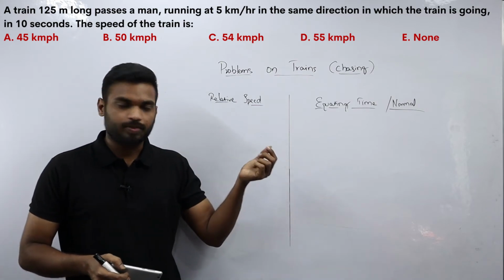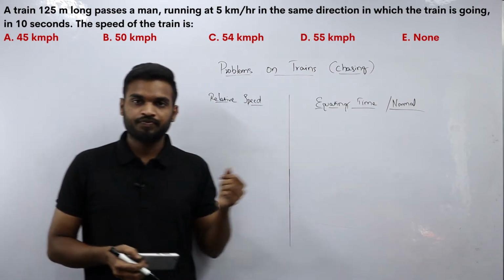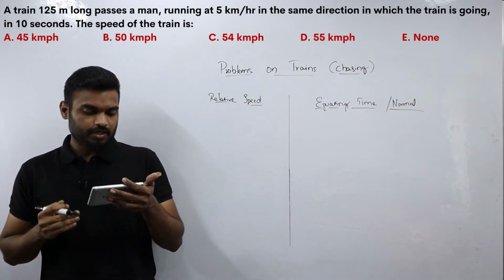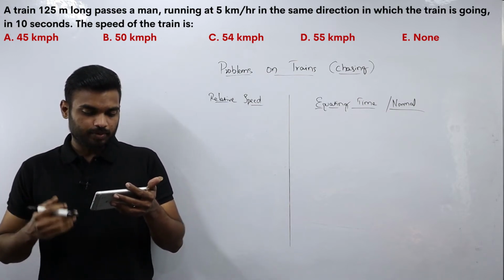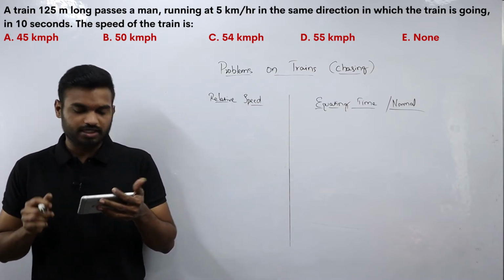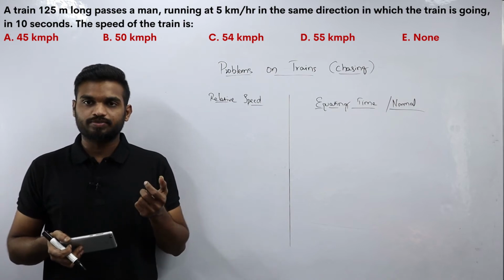Okay, so we will solve the problems by equating the time in both cases. Now let's see the first problem. They are saying that a train 125 meters long passes a man running at 5 km per hour in the same direction in which the train is going in 10 seconds. What is the speed of the train? So we need to find out the total speed of the train.